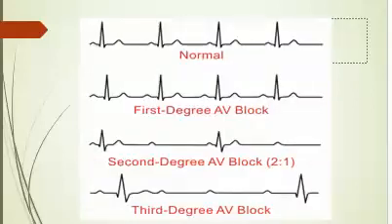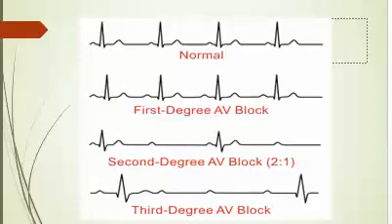Okay, so here, with the second degree type 1, look at the PR interval. The PR interval is growing longer and longer with each QRS.